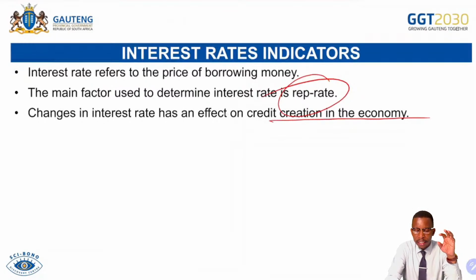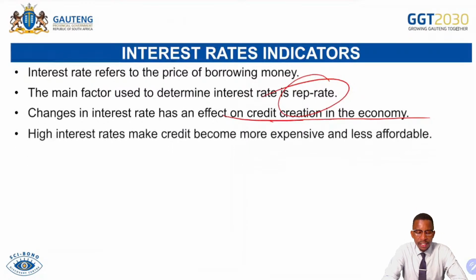the credit creation in the economy will be affected, either negatively or positively. With a higher interest rate, that will mean people will be borrowing less money within the economy. So credit creation will be affected. A high interest rate makes credit become more expensive and less affordable.